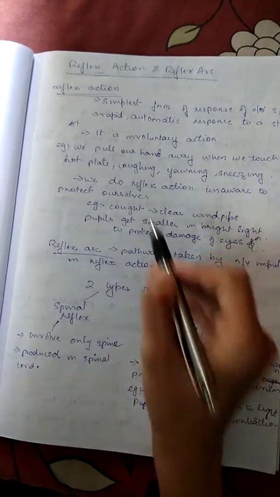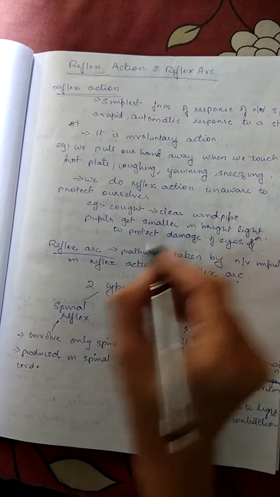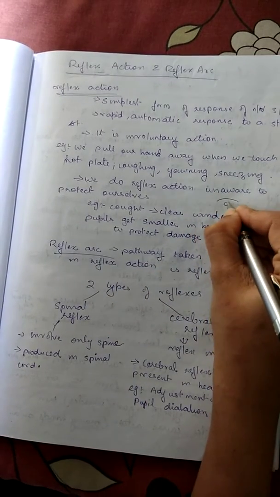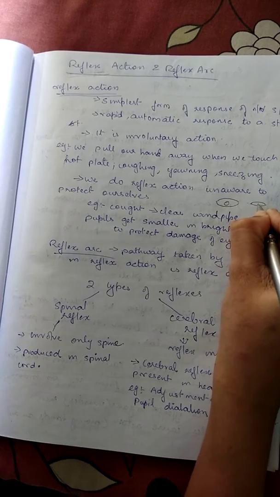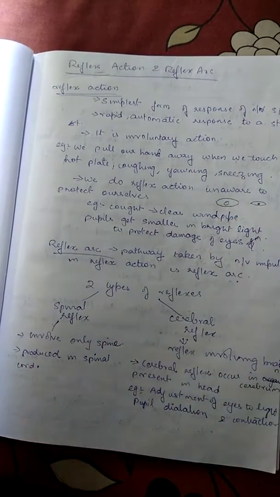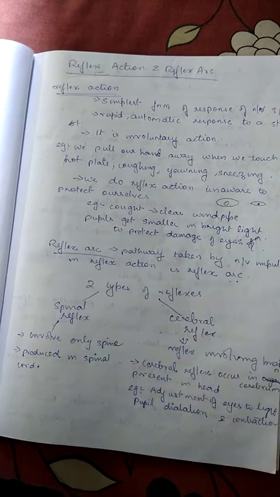Okay, what are some examples of reflex action? In your eyes, the pupils get bigger and the pupils get smaller, depending on whether it is a bright light or a dim light. That is also part of the reflex action.